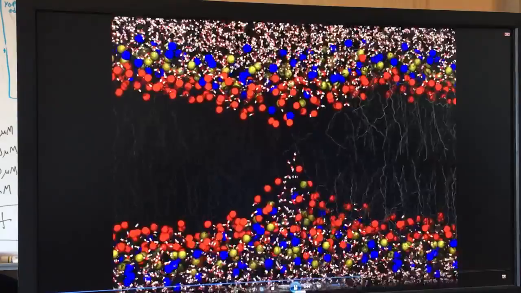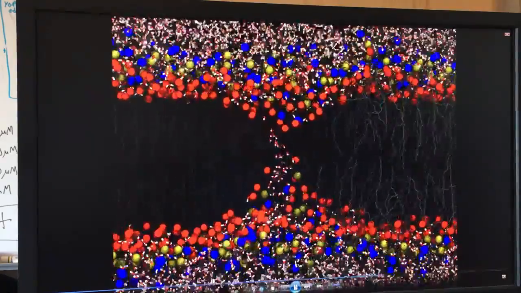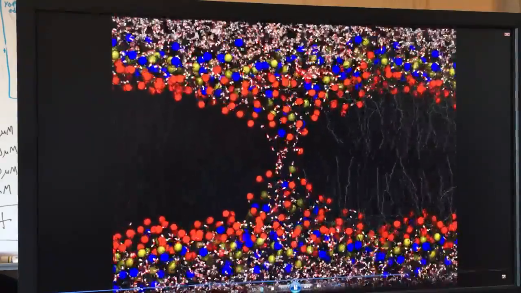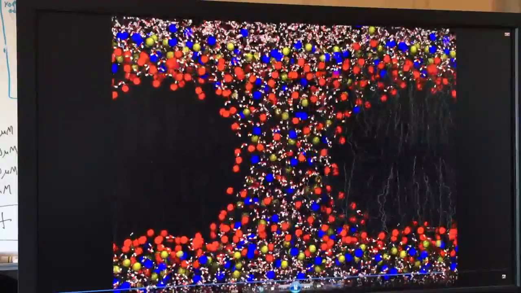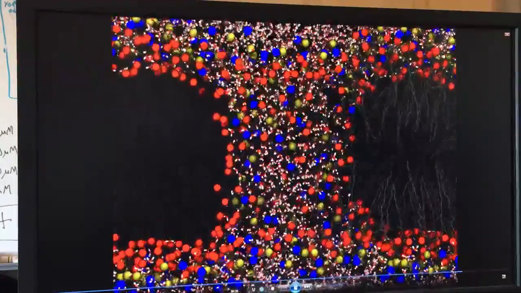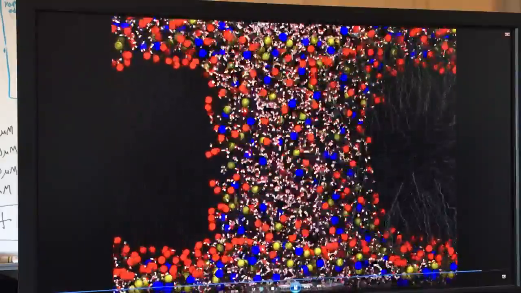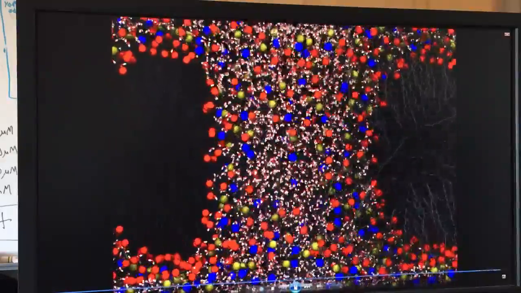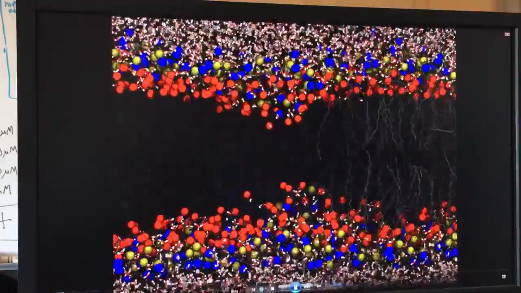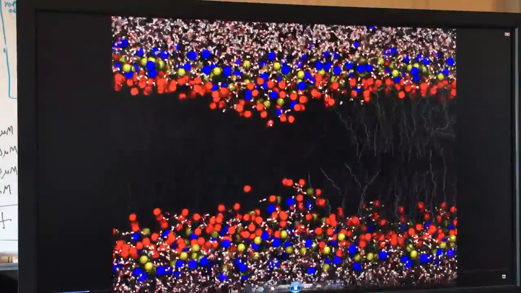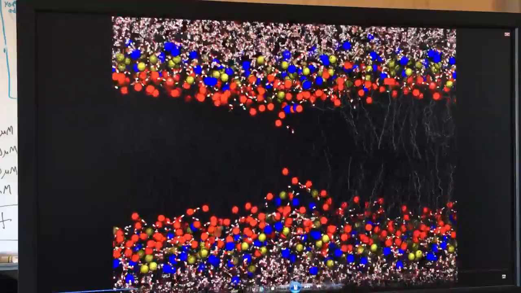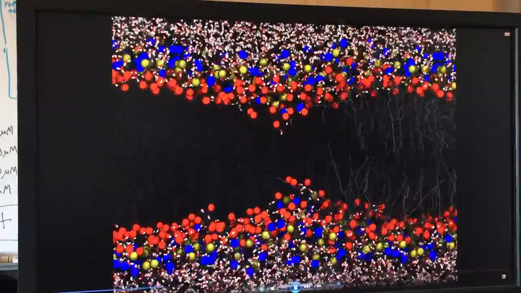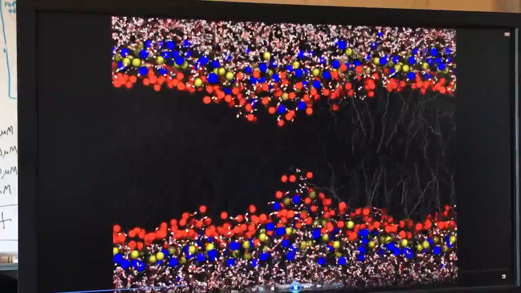So eventually, as we continue a few more nanoseconds, we see a column of water form, and then the phospholipid head groups, which are charged, follow the water, and the pore is formed. And now we have a column of water from one side of the membrane to the other, and material can pass through this pore, such as ions and small molecules, bypassing the normal barrier function of the membrane.